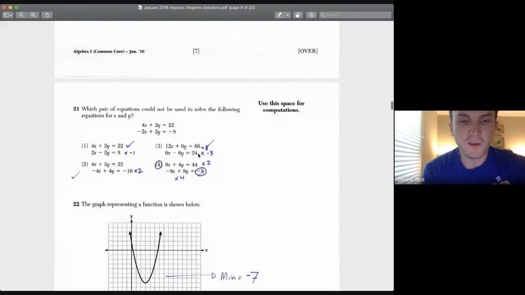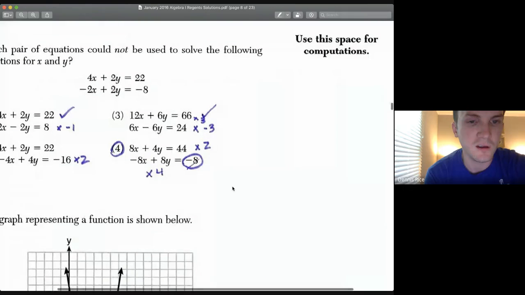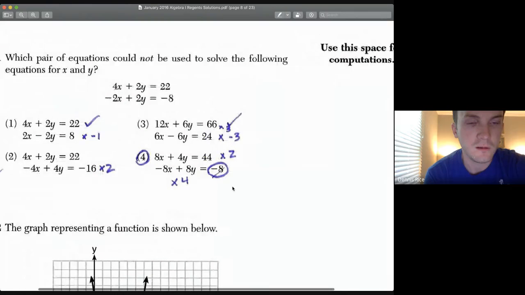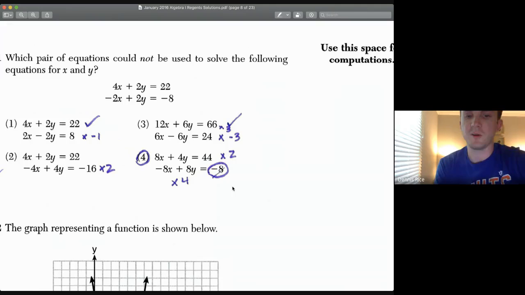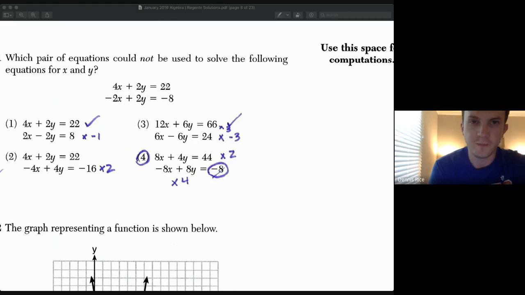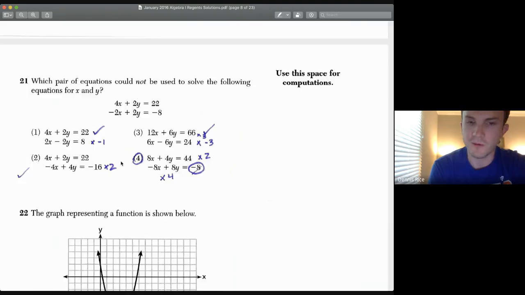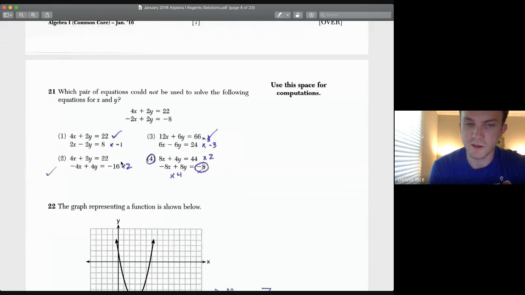All right, 21. We've seen this question. Which one could not be used? So they're testing, do you know how to do elimination, and can you spot the mistake? The mistake happens in number 4. What's wrong with number 4? The negative 8, because they multiplied the bottom equation by 4, but then they just left it as negative 8. Remember I mentioned when we did this lesson, they ask this question pretty frequently.